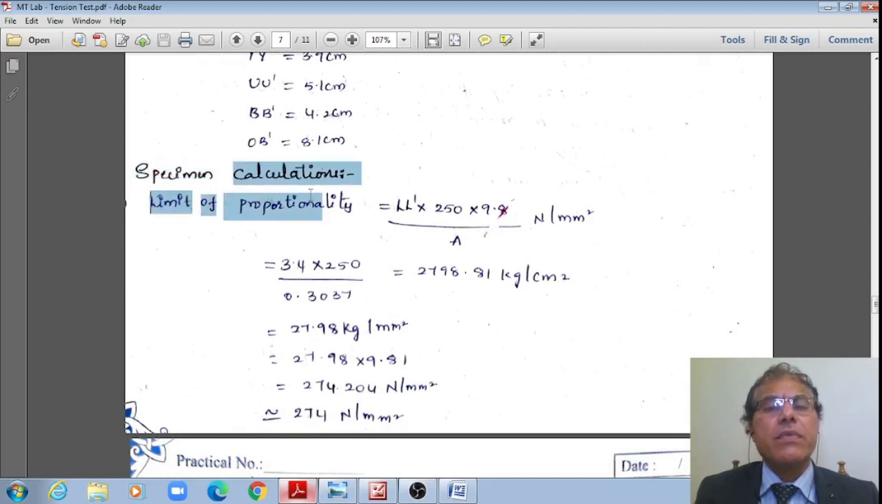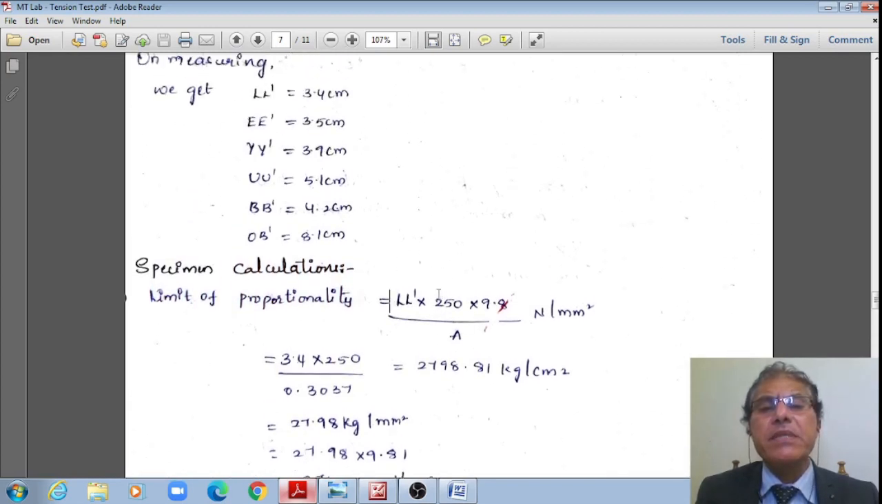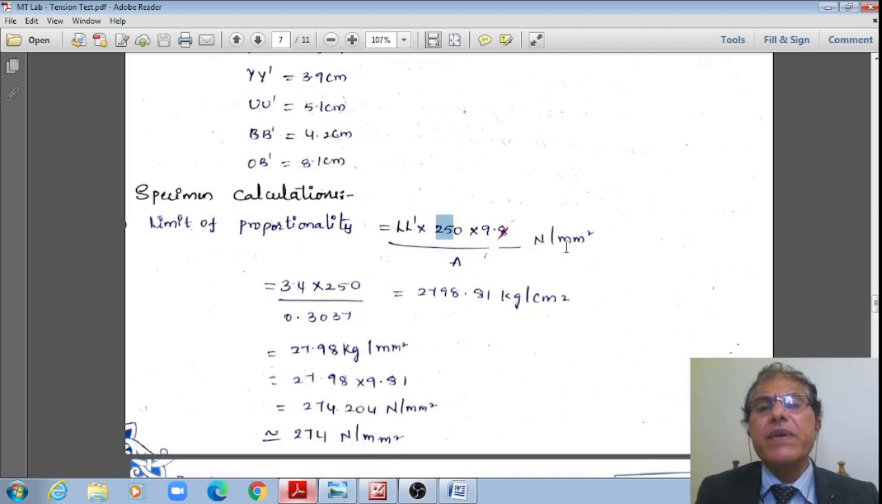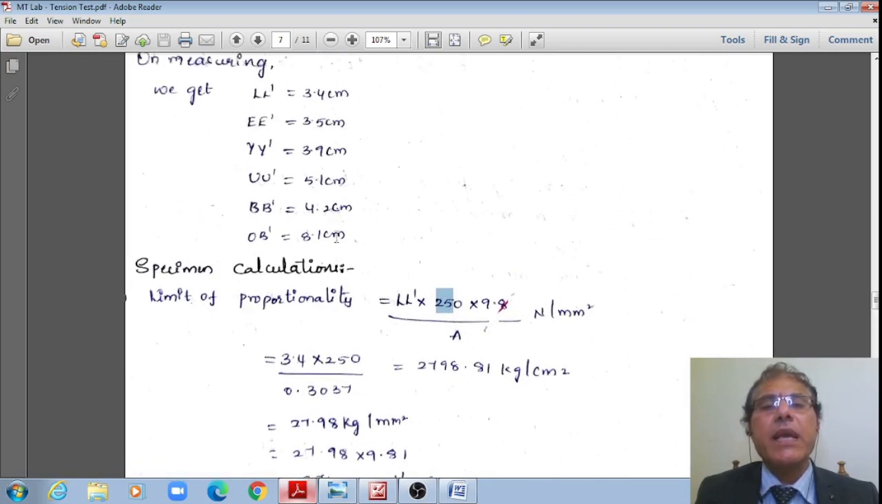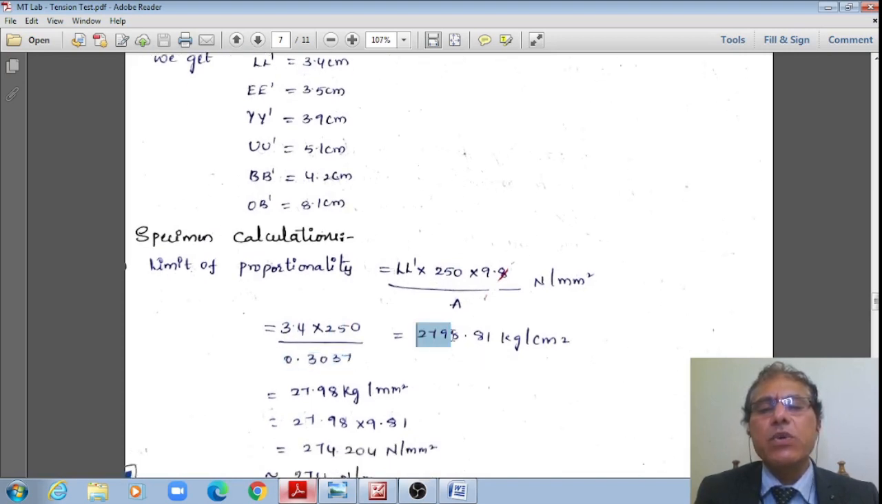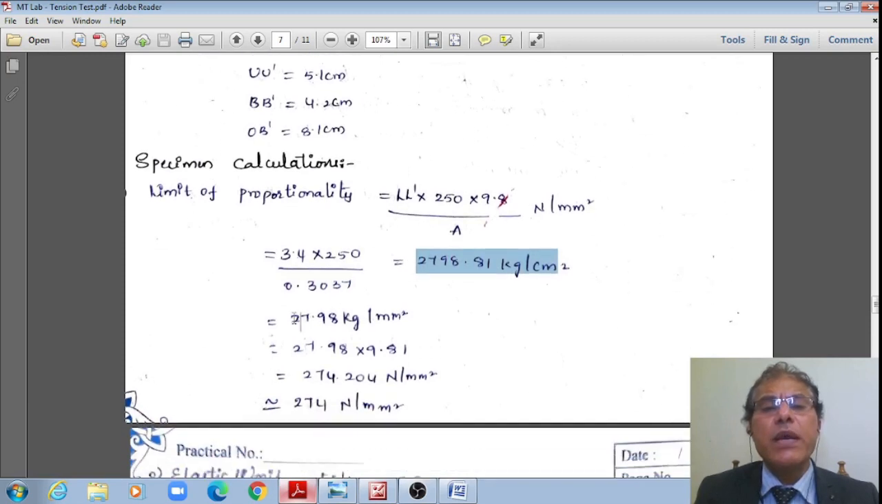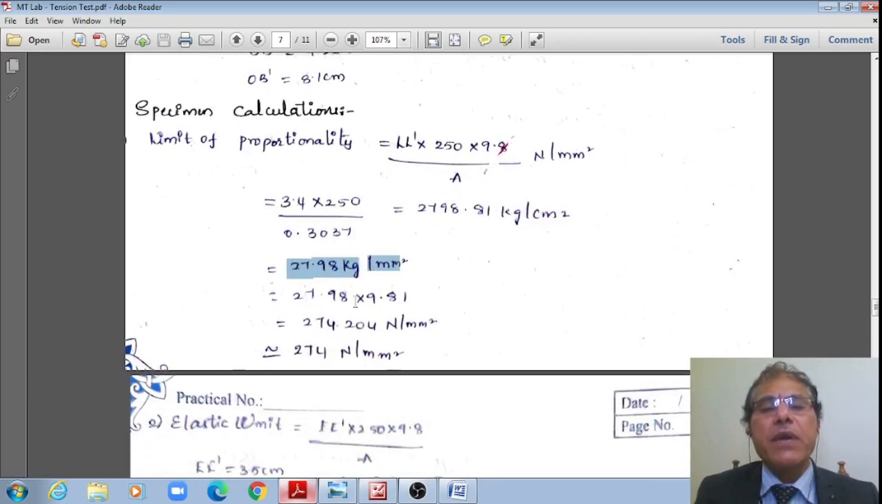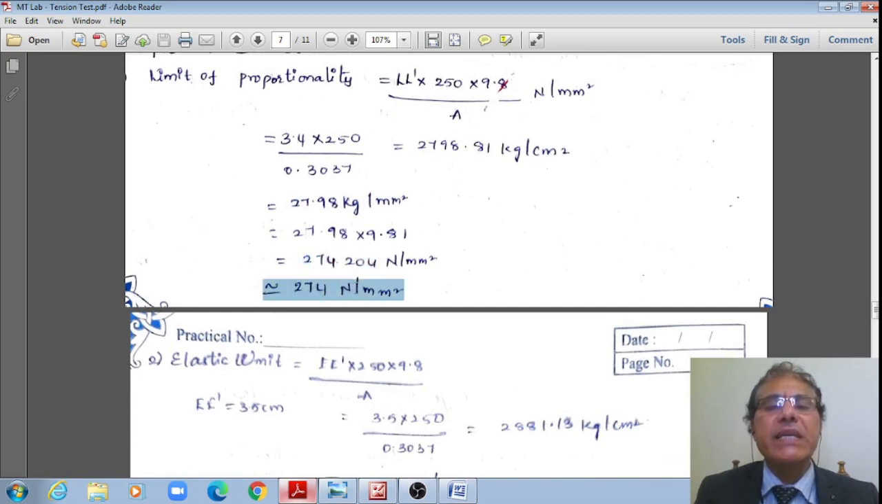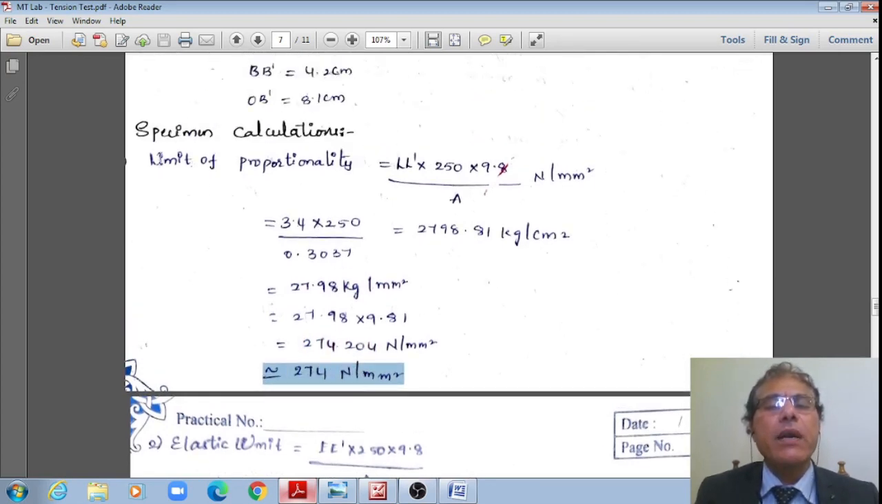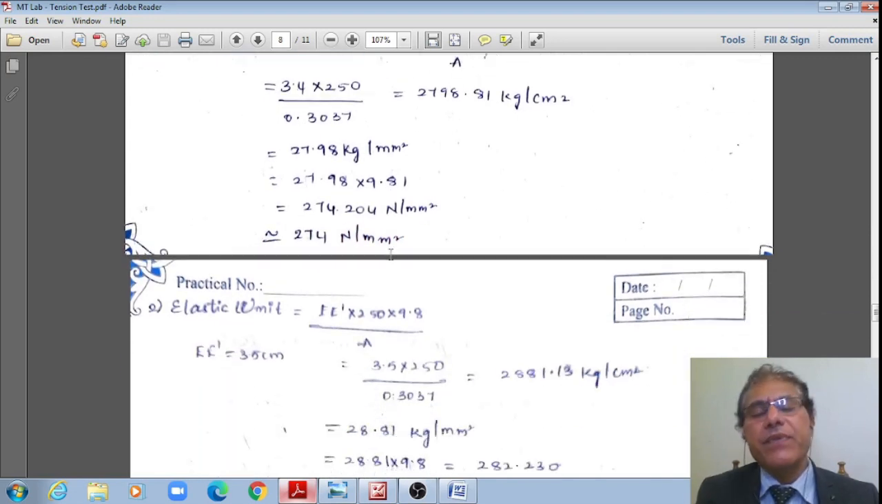Therefore, first stress strain characteristics is the limit of proportionality, which is equal to LL prime multiplied with this constant 250 divided by area, right? How we got this 250, I already explained it. This is in terms of kg per centimeter square. Therefore, I'm substituting LL prime, just now measured from that plot, equal to 3.4 centimeter, multiplied by 250, which is a constant, divided by 0.3037 centimeter square. It now works out, say, 2798.81 kg per centimeter square, or 29.98 kg per mm square, or upon multiplication by 9.81, it works out, say, 274.2 Newton per mm square, or rounding off to the nearest integer, 274 Newton per mm square, or MPa, is the limit of proportionality for this given mild-steel specimen.